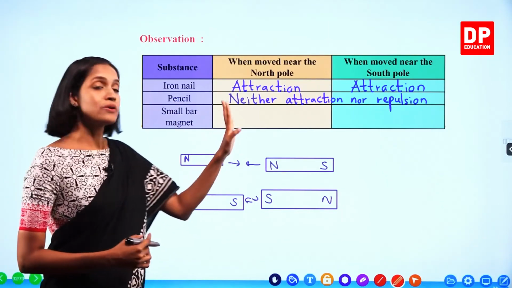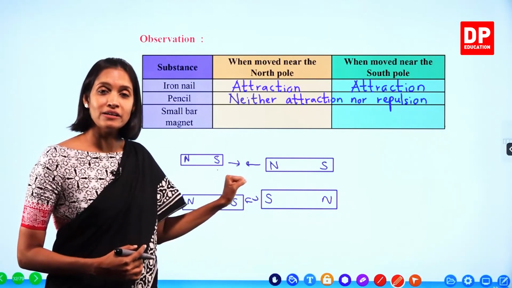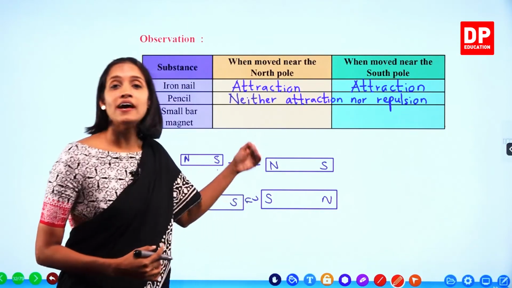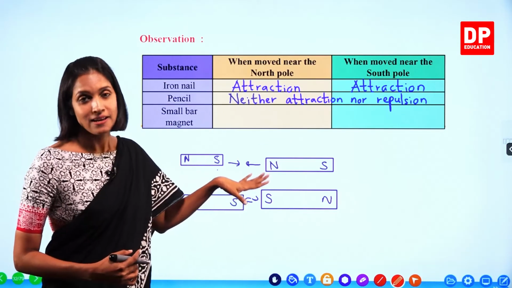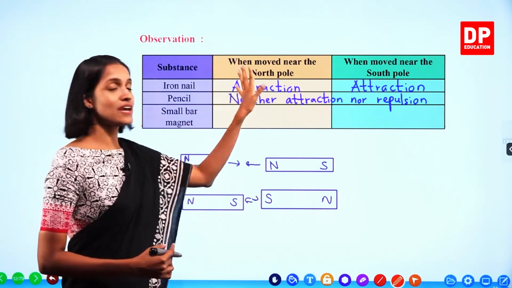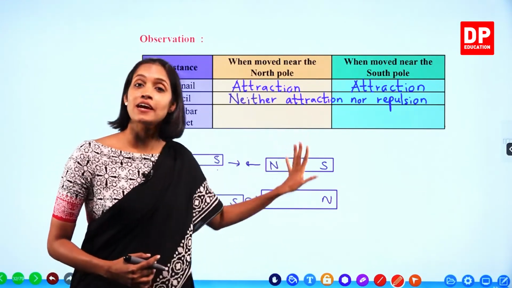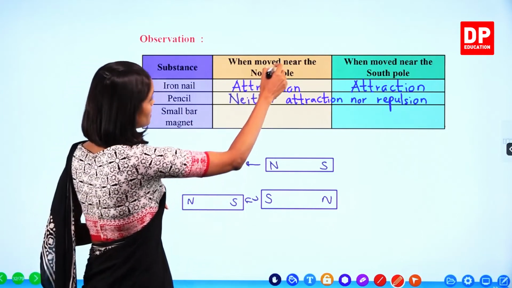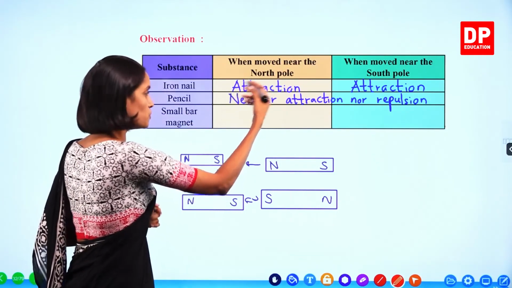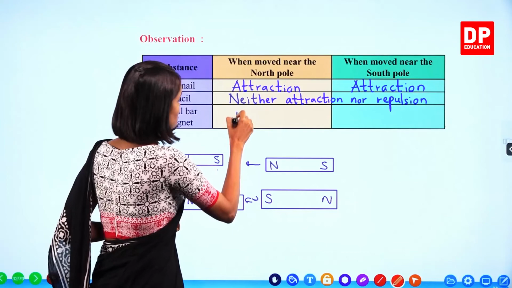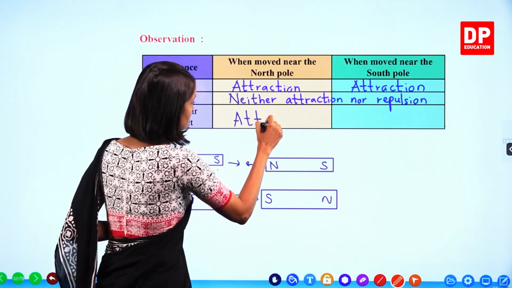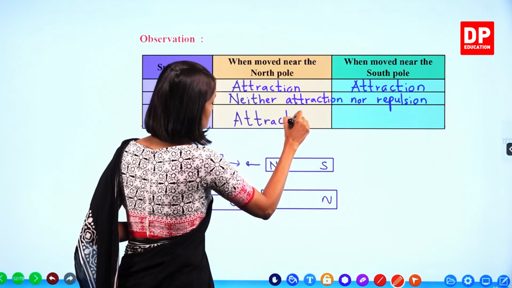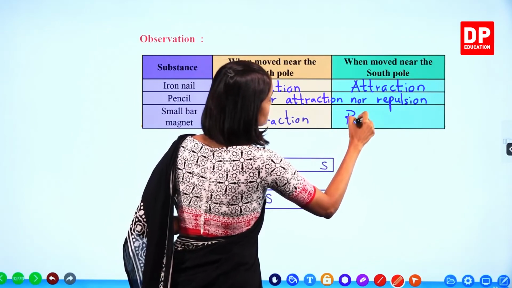Therefore, when we bring a magnet towards another magnet, there will be an attraction as well as repulsion, right? So under one instance, we can write attraction. The other instance, we can write repulsion, okay? So small bar magnet, when moved near the north pole, or either way we can write attraction, repulsion.